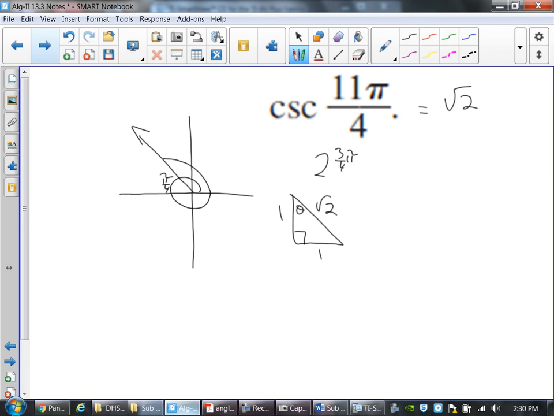Wait, so how do you know which is which? Remember the order: cosine, sine, cosine, sine. So cosine is your x value, and sine is your y value. So what's tangent? Tangent is y over x. That's why in the third quadrant, when you have negative divided by negative, you get positive. The ratio of the special right triangle, 45-45-90, is 1, 1, root 2. Pi over 4 is 45 degrees.